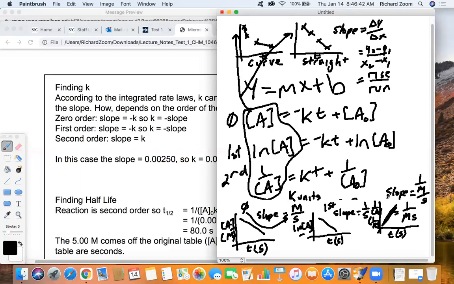I have a question. Yes. You know how you said time is seconds? If we have a problem given to us, will it tell us if it's minutes, seconds? Yeah, definitely. You'll always be given the time unit.